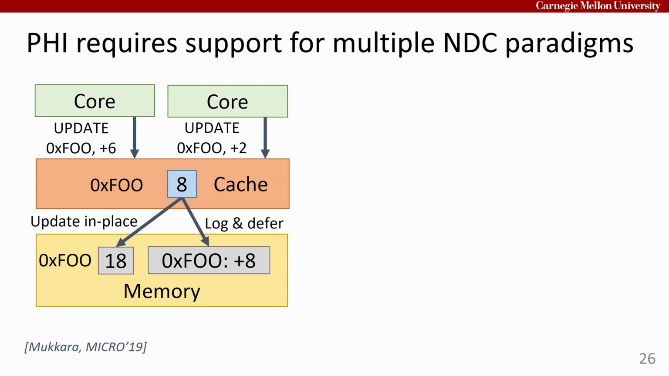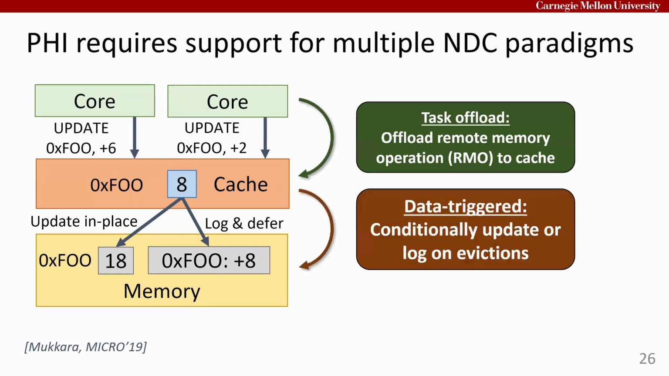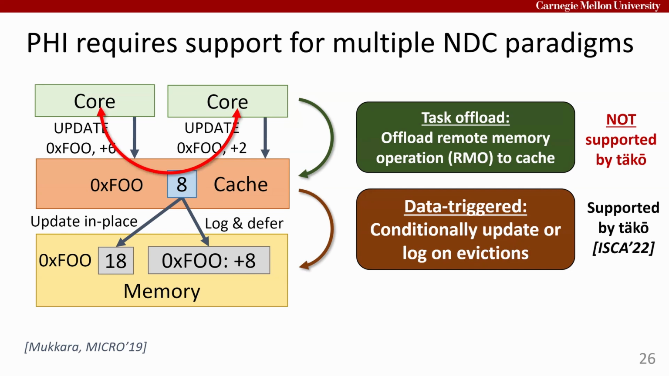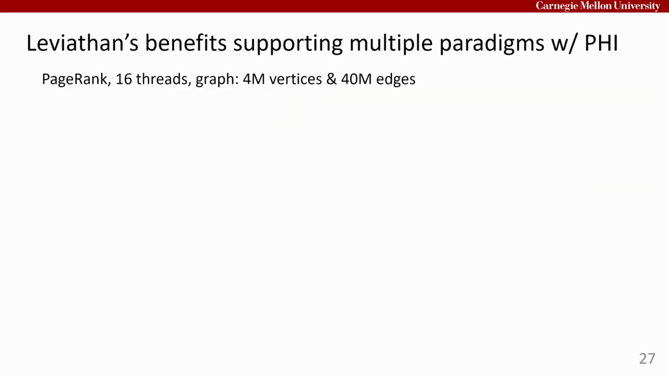Phi is clearly implemented with a combination of 2 NDC paradigms. Pushing updates to data in the cache is an example of task offload, and processing data on cache eviction is data triggered. Now, Taco, a prior programmable system for data-triggered NDC, implements a version of Phi without task offload. As a result, every update requires pulling data into the core, incurring excessive data movement. Leviathan, however, can fully implement Phi due to its multi-paradigm design. Let's see the quantitative benefits provided by Leviathan when running PageRank with Phi's design.